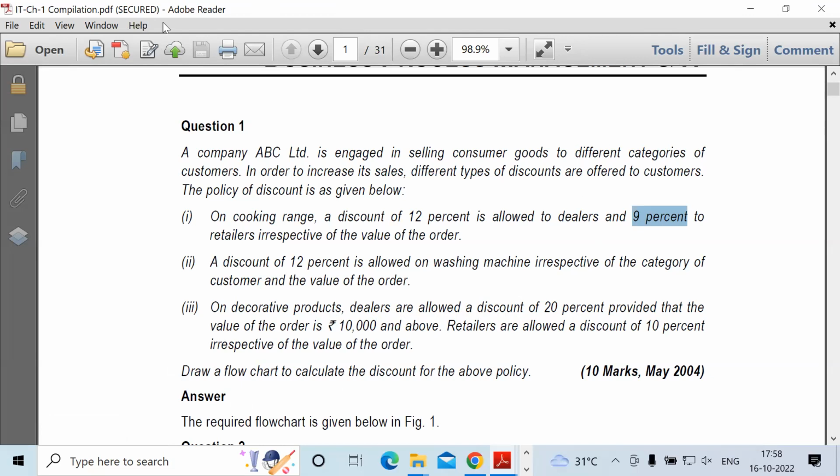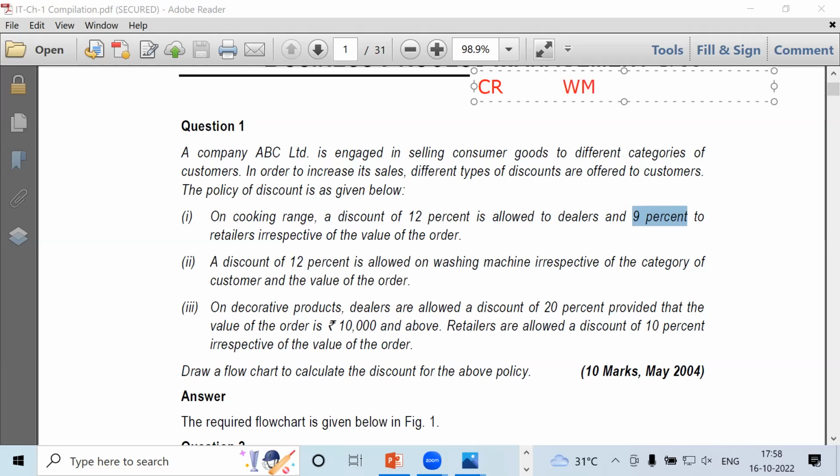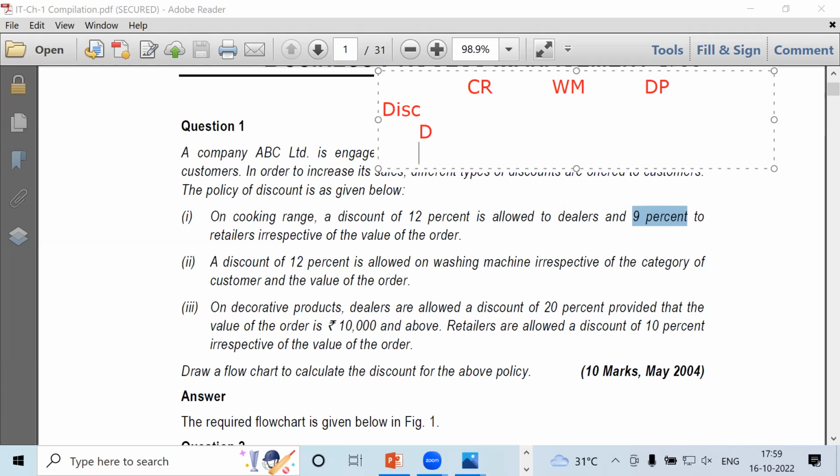So before drawing this, we have to tabulate it and chart it down. So what are the ranges given here? Let us say you are having cooking range, then you are having washing machine, then you are having decorative product, DP. So three products. First one is discount. In discount parameters, it is subdivided into two, namely one is dealer, another one is retailer.